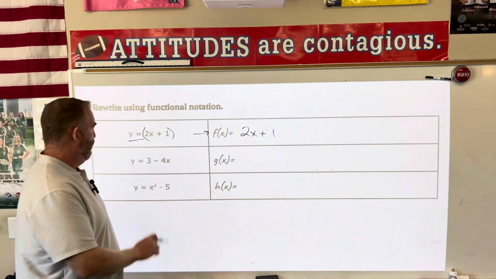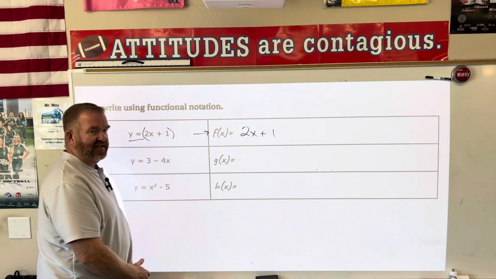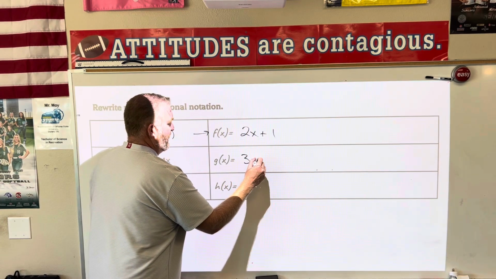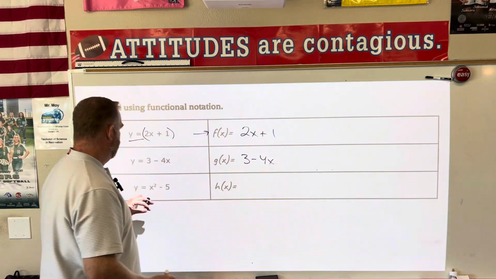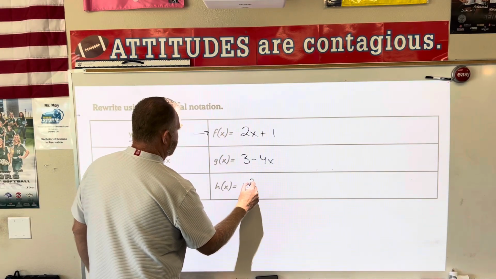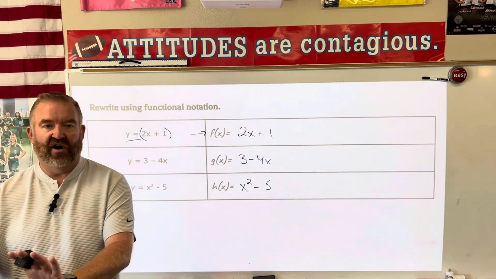So what am I going to do with this one? Y equals 3 minus 4x. So what am I going to write over there? G of x equals 3 minus 4x. Same thing. And also y equals x squared minus 5. So h of x equals x squared minus 5. Is everybody okay so far?